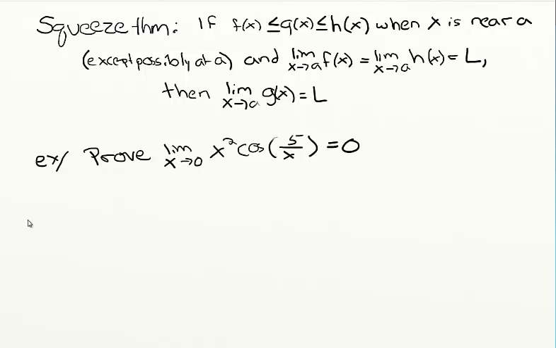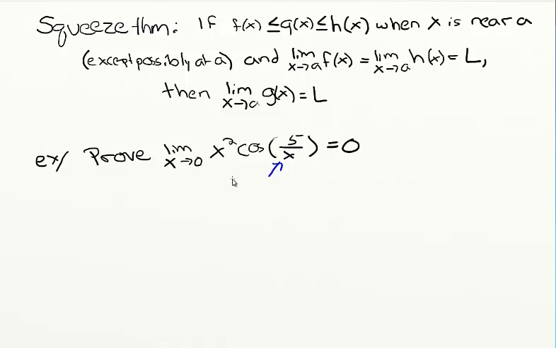So here's our second example, and if you'll notice, they're asking us to prove that this limit is equal to 0. Now, if we try to plug in 0, we'll see that this 5 over 0 is undefined, so we can't actually do that to evaluate the limit. So this is where the squeeze theorem really comes in handy.